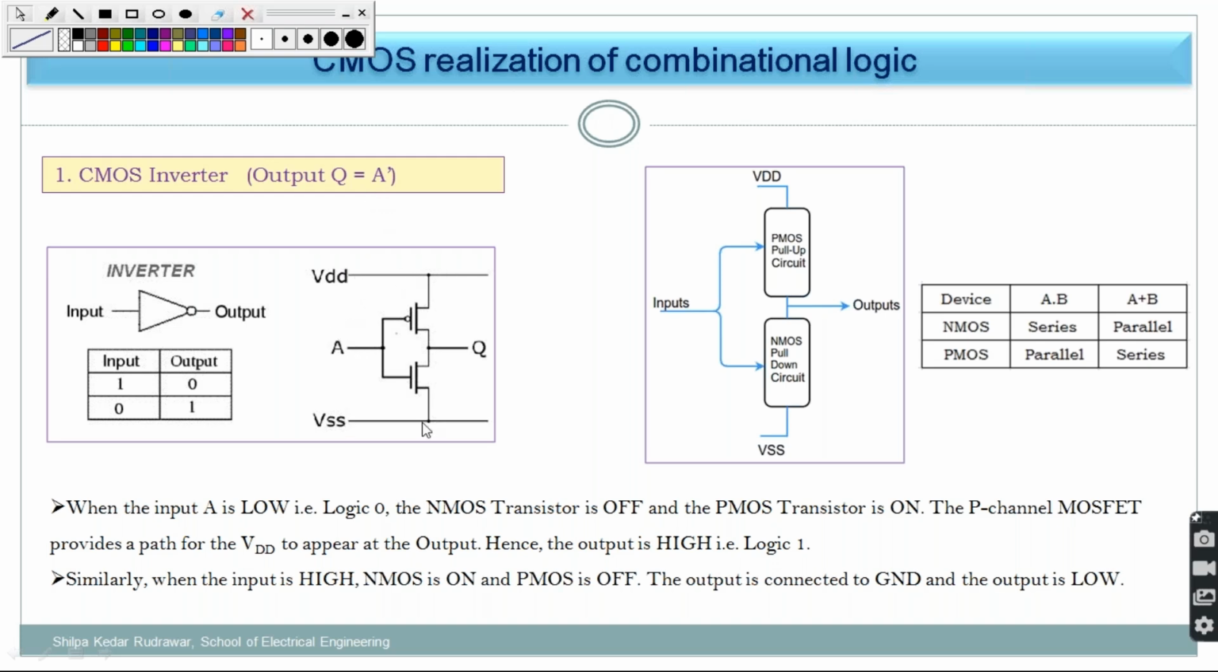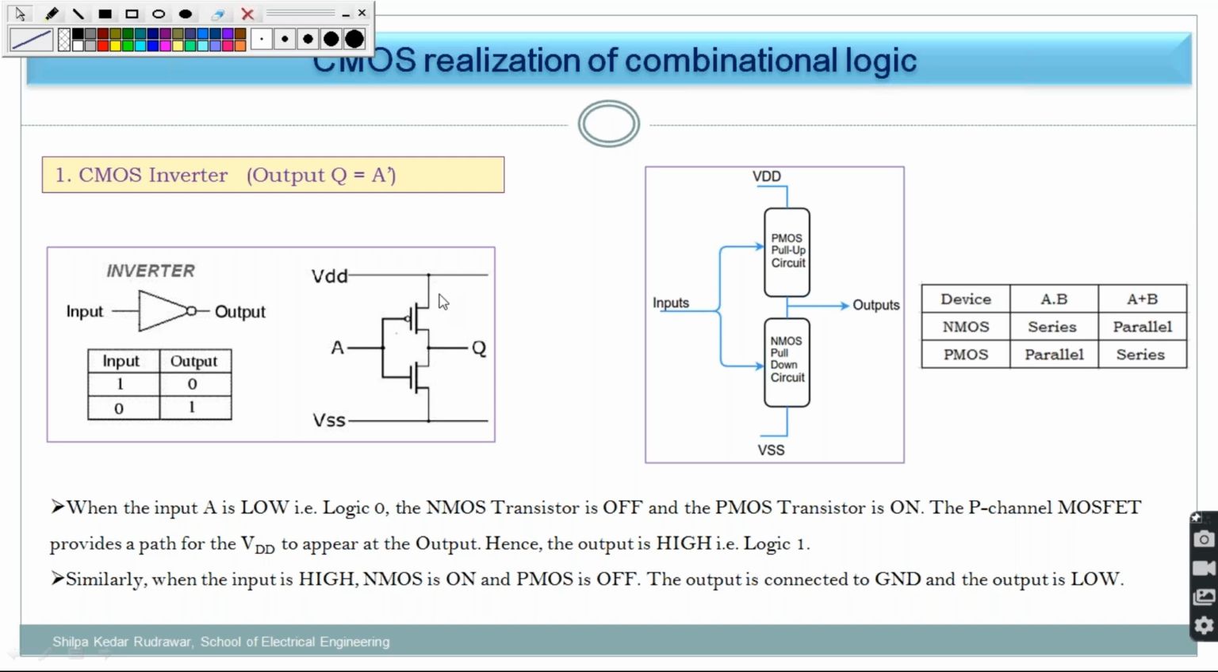Now all the things are very important. If you are not giving VDD, the circuit will not be complete. If you are not giving VSS, the circuit will not be complete. So every notation is very important. VDD, VSS, input, output, you need to specify properly. So here, this is your inverter.